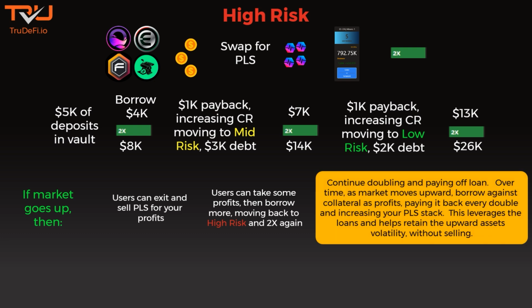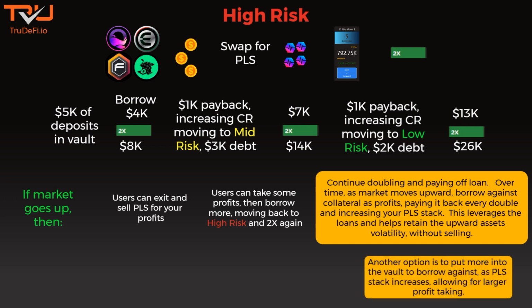The optimal use of Liquity forks and Tru2X, though, will be to continue using this process by doubling and paying off the loan. As time goes on, the market will move upward, at least we hope, allowing users to take advantage of it. So instead of selling the Pulse they get when they double, they could simply continue to borrow from their collateralized assets and take those stablecoins as profits. Then as every double happens, they just pay it back over time. This allows users to leverage their loans, increasing their Pulse stack, and never have to sell their volatile assets.